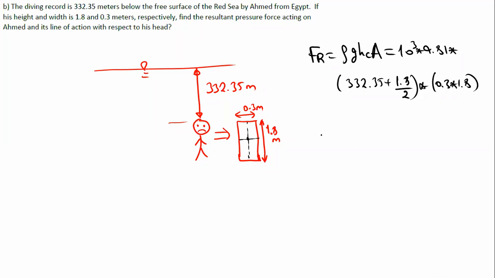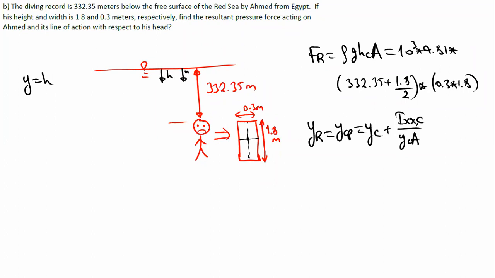That one will be the resultant force, and then the location of the resultant force, which will be the YCP, will be YC plus IXXC divided by YC times area. And for this question, the Y and the H coordinates are the same, because when I say H, it is here, and when I say Y, it is here.